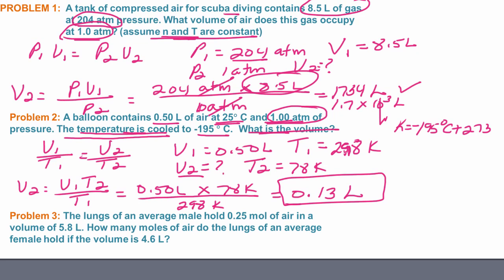Let's take a look at this problem. Here we're told the lungs of an average male hold 0.25 moles of air at a volume of 5.8 liters. How many moles of air do the lungs of an average female hold if the volume is 4.6? So here we have 0.25 moles of air and a volume of 5.8. Here we're comparing volume and moles. So I can write V1 over N1 equals V2 over N2.